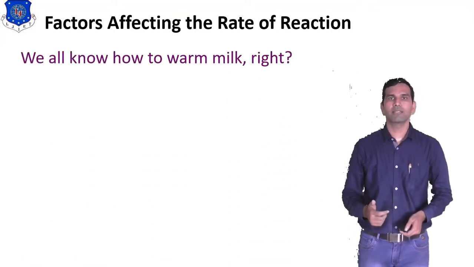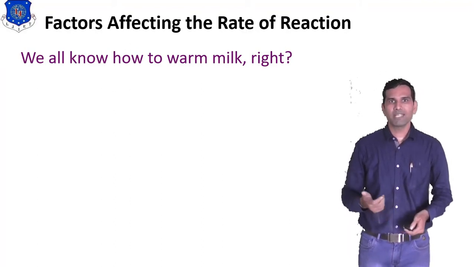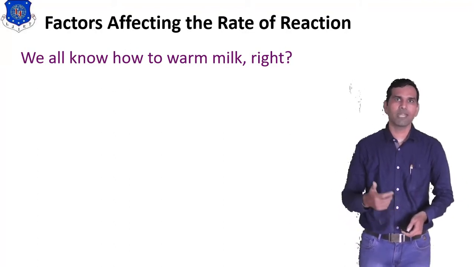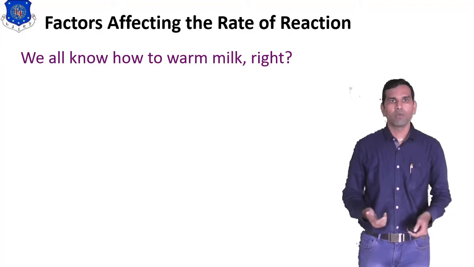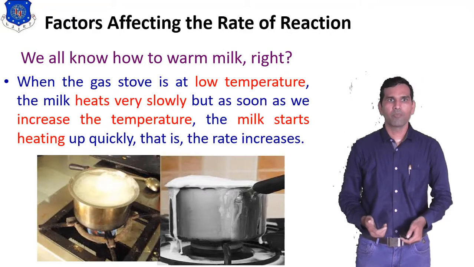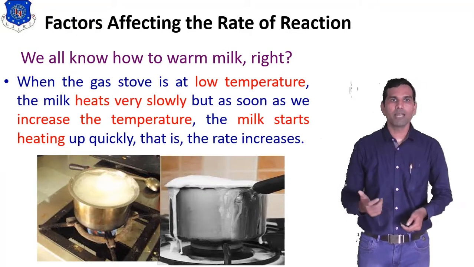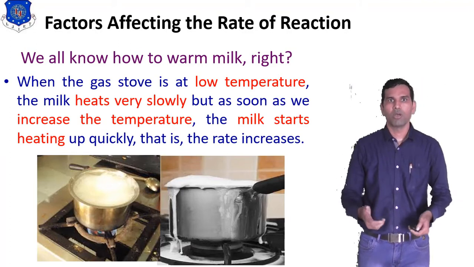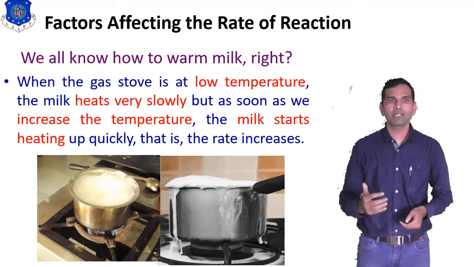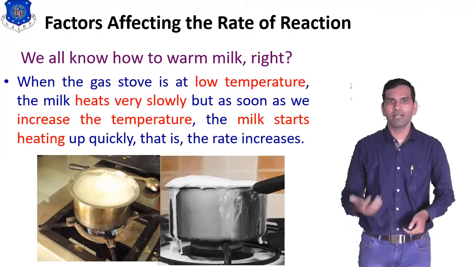Before understanding the different factors, we first understand the basics of the rate of reaction. For that, we take one example. We know how to warm milk, right? When the gas stove is at low temperature, the milk heats very slowly. But as soon as we increase the temperature, the milk starts heating up quickly. That is, the rate increases.